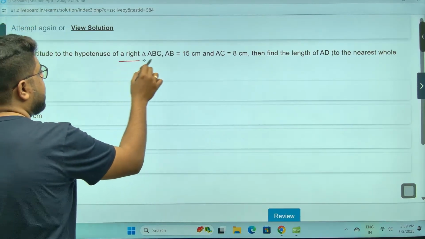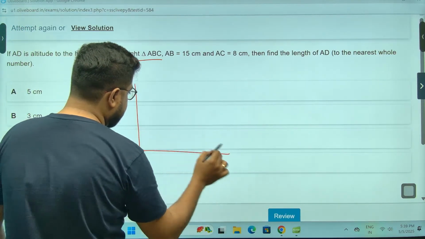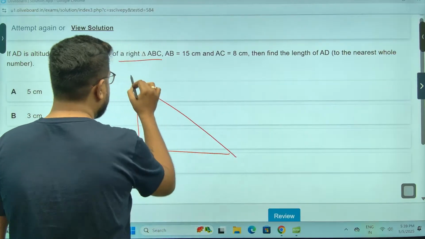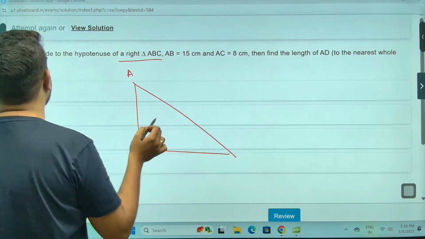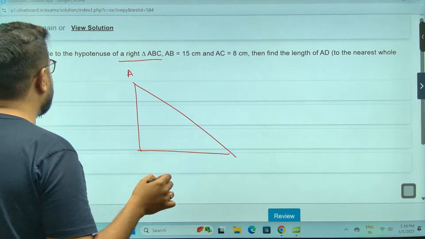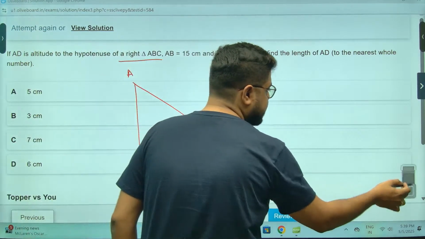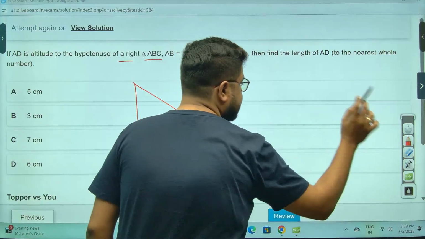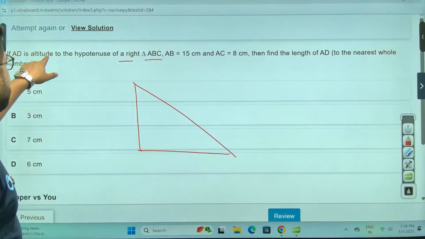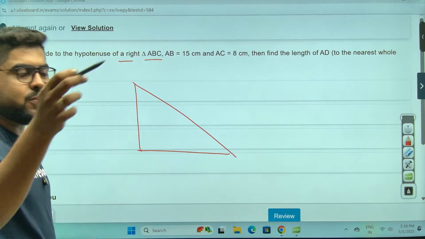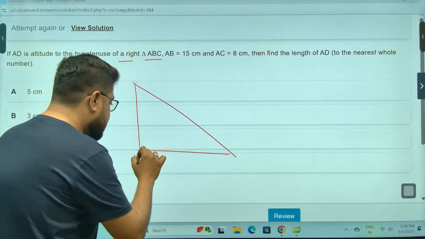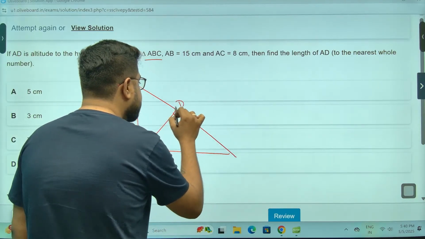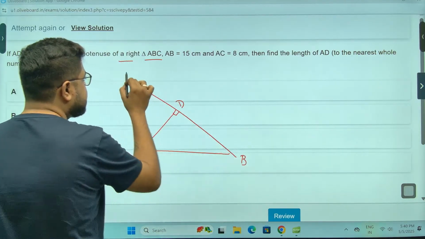Right triangle ABC. ABC is a right angle triangle. Nothing is given, na? Actually, it is given, sir. Without telling anything, they have told a lot. Please understand, sir. AD is the altitude to the hypotenuse. That can only be drawn if this is A, sir. This is D, sir. So that means this is B, this is C.